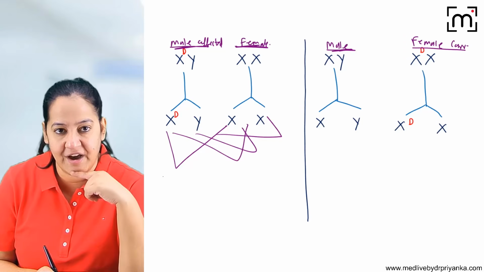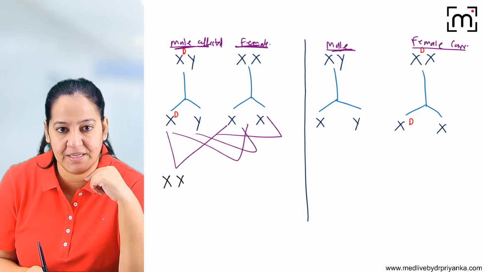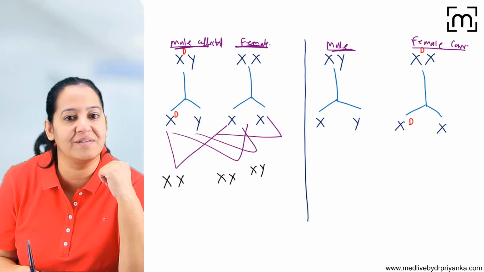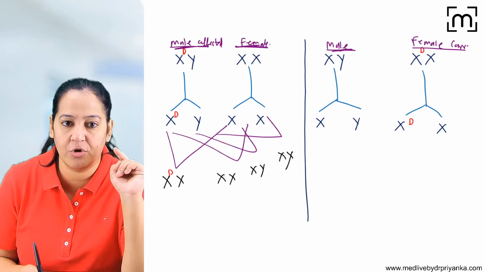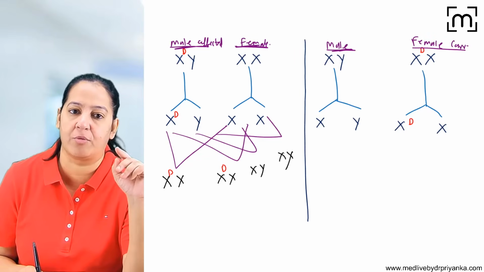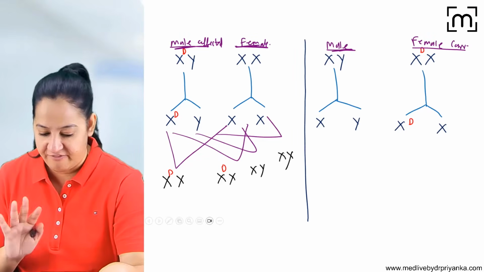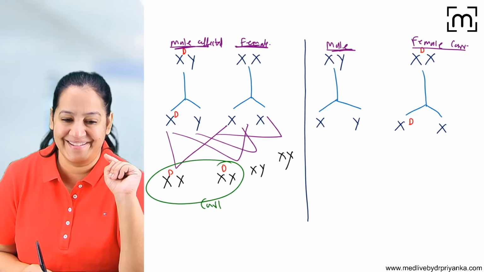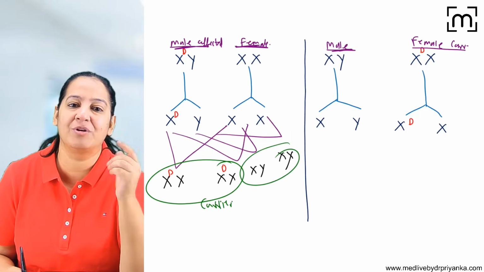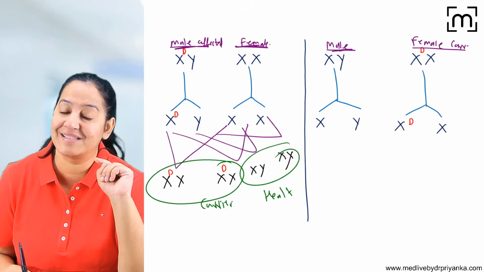So you can see the affected father is transmitting the disease again to daughters, not the son. So both the daughters will be carrier, both the sons will be normal. Here this couple will have 4 children. For example, 2 daughters, both of them are carrier, and both sons, both of them are healthy. Normal, healthy. The sons are normal.